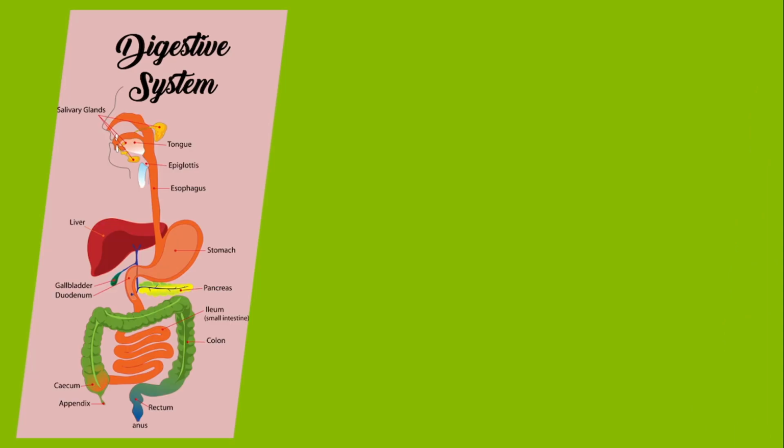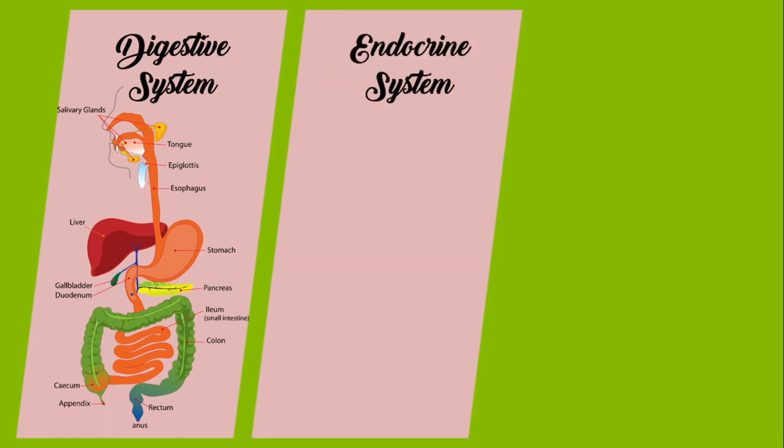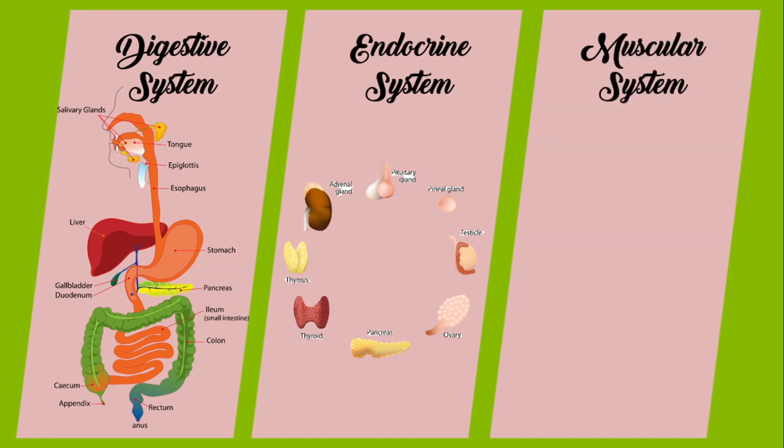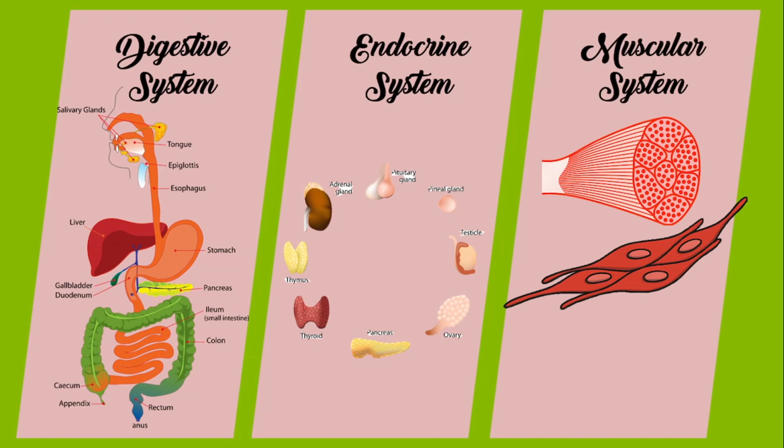The organs under the digestive system are mouth, esophagus, stomach, liver, gallbladder, pancreas, small intestines, and large intestines. Endocrine system is composed of endocrine glands such as hypothalamus, pineal gland, thyroid, pancreas, and adrenals. Muscular system is composed of skeletal muscle, smooth muscle, and cardiac muscle, while lymphatic system is composed of bone marrow, thymus gland, lymph nodes, spleen, tonsils, and mucous membranes.